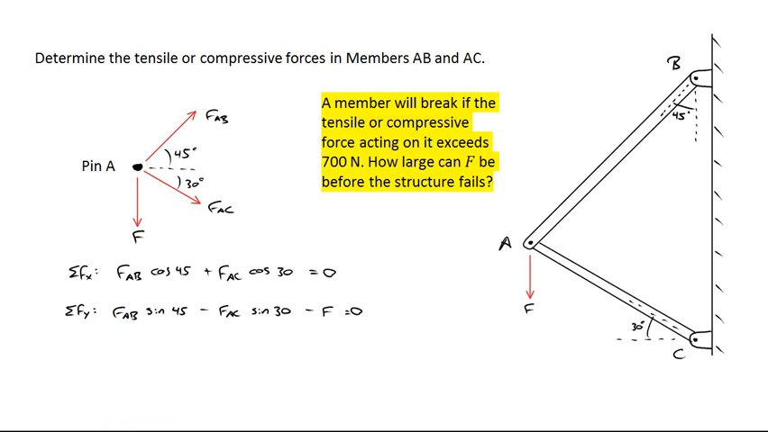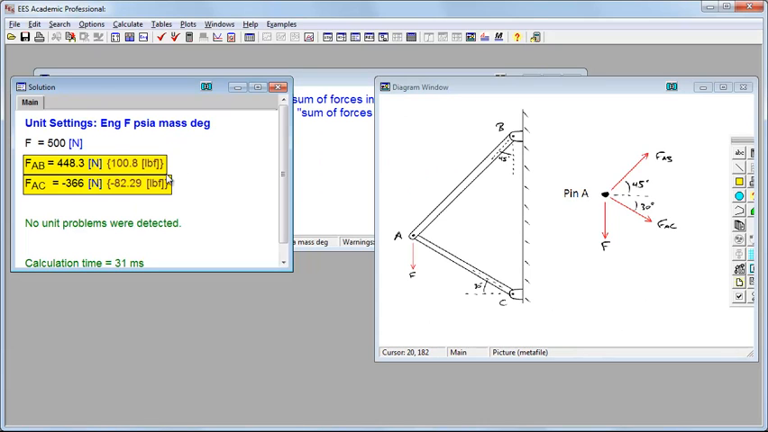Let's do another variation on this problem, and we'll say that one of the members will break if the tensile or compressive stresses acting on either one exceeds 700 newtons. And we want to figure out how big that downward force can be before it fails. So let's come back over to Engineering Equation Solver.